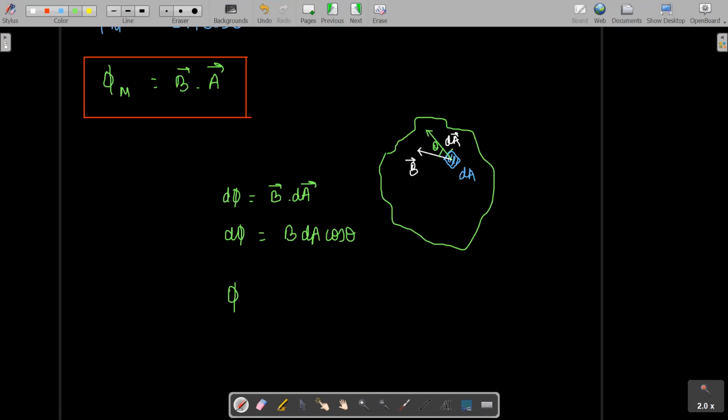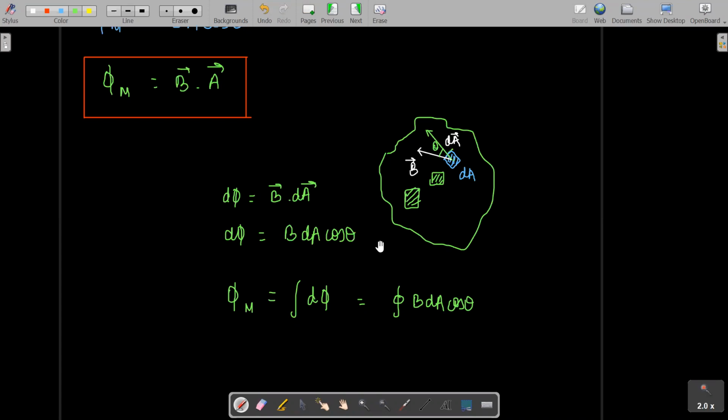Now for calculating the whole flux, we have to integrate these small fluxes. For this area we have calculated the flux, and now for this area also we should calculate the flux. We have to add all these values to get the complete flux passing through this area. So the integral of d phi is the integral of B dA cos theta over the whole surface.